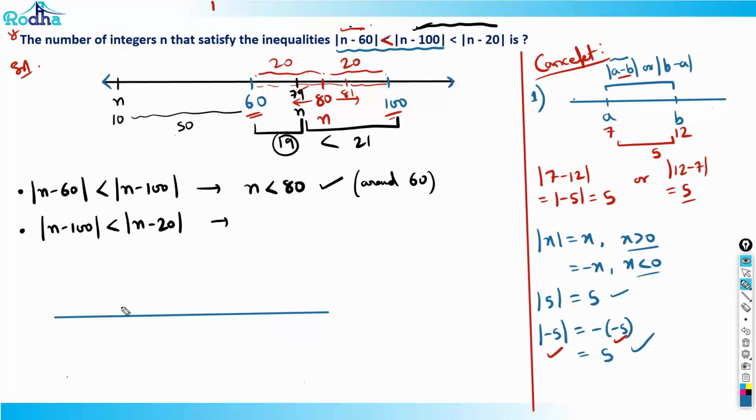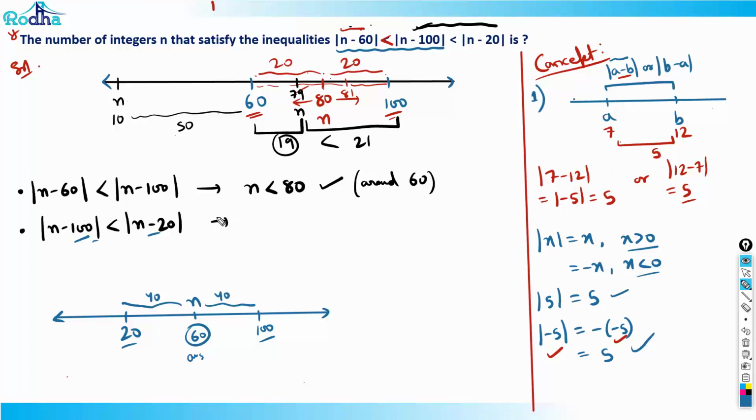I'll just draw two points here. This will be 0 at 20 and this will be 0 at 100. So these are my two critical points, 20 and 100. Again, the distance from 100 should be less than the distance from 20. n is a point. Let's first make them equal. n should be the average of 20 and 100, that is 60. If n is 60, the distance from 20 and the distance from 100 is the same, that is 40 and 40.